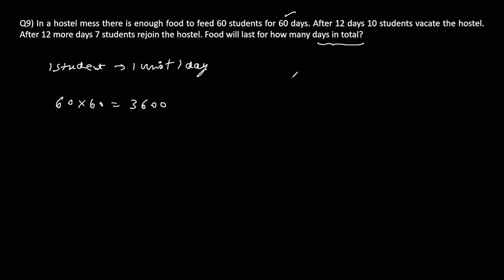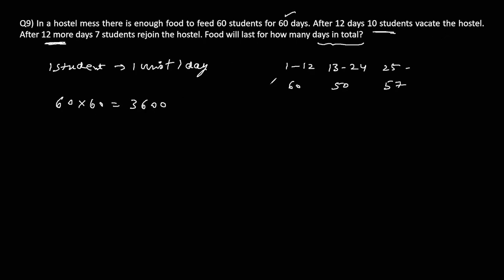Now, from day number 1 to day number 12, how many students were there in the campus? 60, right? After 12 days, 10 students vacated the hostel. That means from the 13th onwards, there will be only 50 students in the campus, right? From the 13th to the 24th, there will be only 50 people. And after that, 12 more days from there on, 7 more students have joined. So from the 25th onwards, there will be 57 people having the food in the mess, right? Now, food will last for a total of how many days?